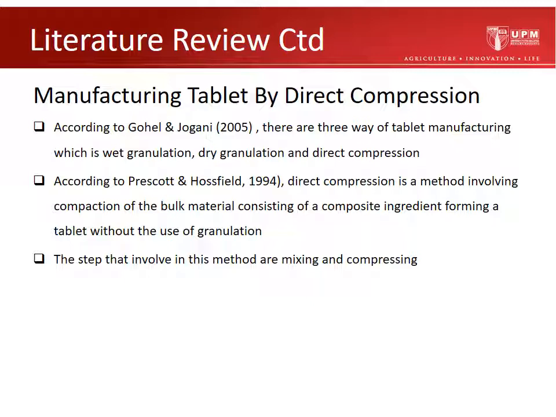Manufacturing tablet by direct compression. According to Gohel and Jogani 2005, there are three ways of tablet manufacturing, which are wet granulation, dry granulation, and direct compression. Direct compression is another method of tablet manufacturing. According to Prescott and Hosfield 1994, direct compression is a method involving compaction of the bulk material consisting of a composite ingredient forming a tablet without the use of granulations. The steps involved in the method are mixing and compressing.